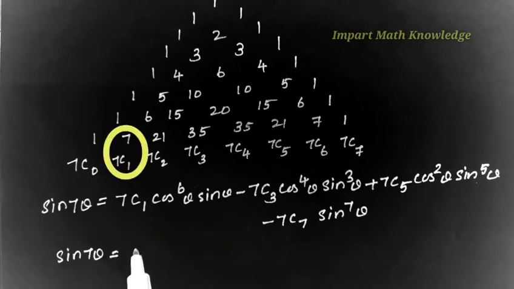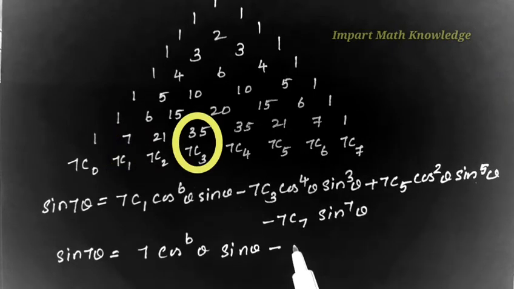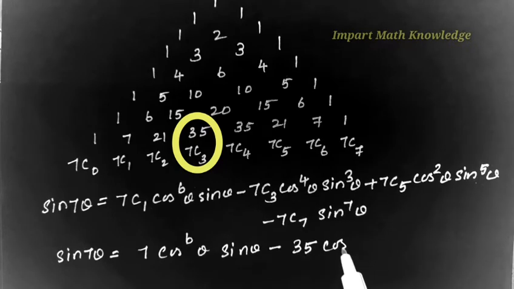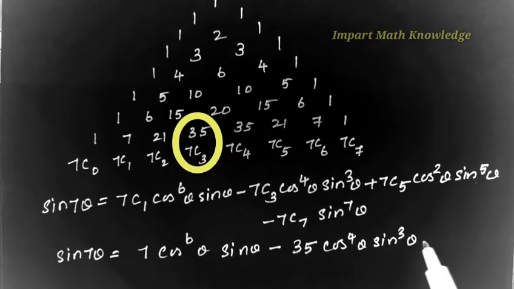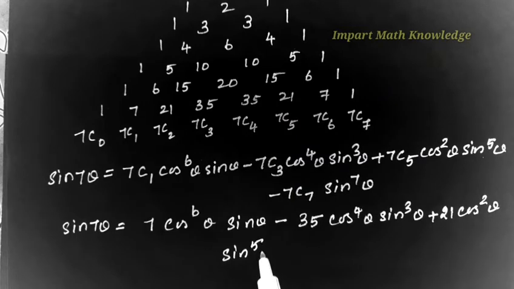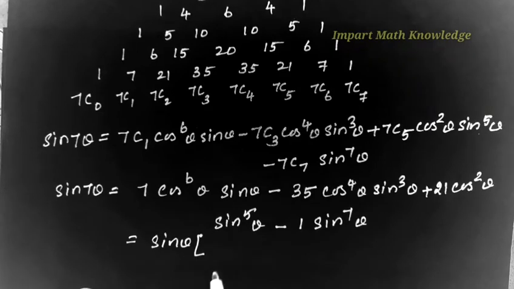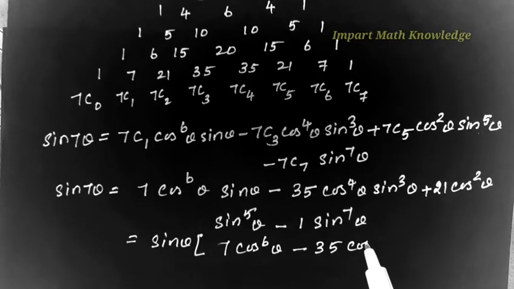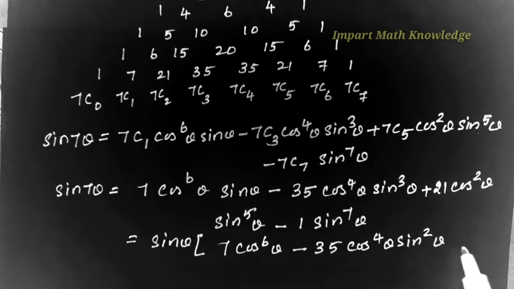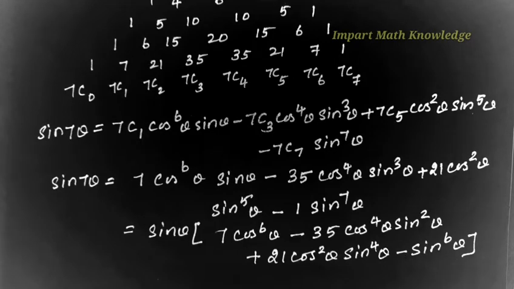Sin 7θ is equal to 7C1, whose value is 7, cos⁶θ sinθ; 7C3 is 35, cos⁴θ sin³θ; 7C5 is 21, cos²θ sin⁵θ; minus 7C7 is 1, sin⁷θ. Take one sinθ from all the terms, that is sinθ times 7 cos⁶θ minus 35 cos⁴θ sin²θ plus 21 cos²θ sin⁴θ minus sin⁶θ.